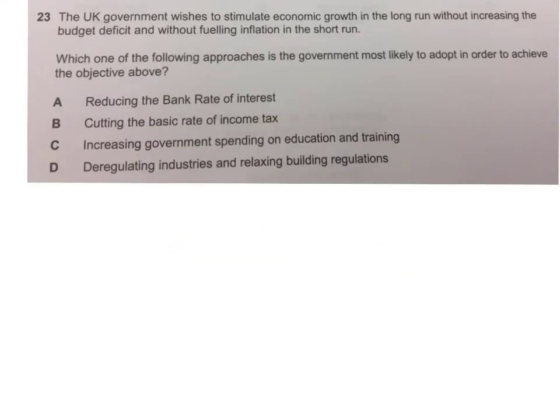Okay, you have to read this question quite a lot to make sure you know what you're talking about with this one. What it's saying is the government want to stimulate economic growth. So they want to get some sort of economic growth. But they don't want to increase their budget deficit, so they don't want to spend anything. So the first thing is, got to be spending 0.